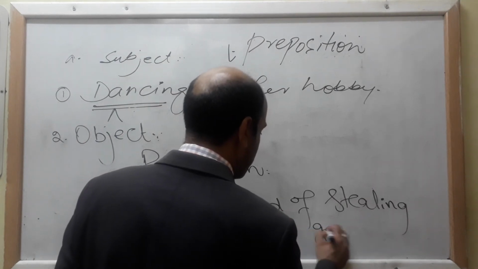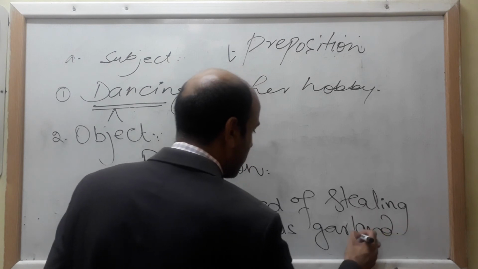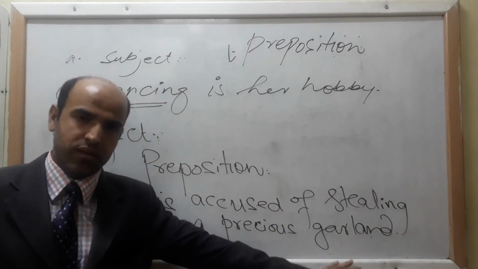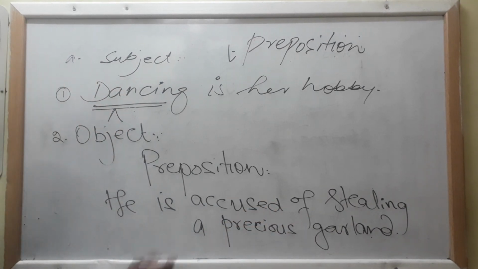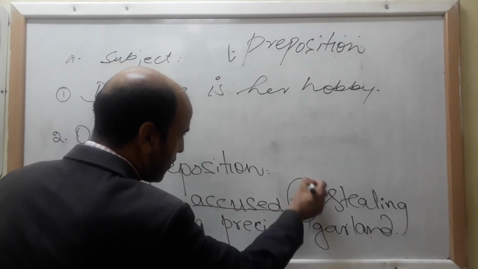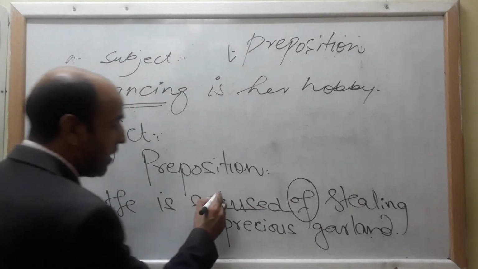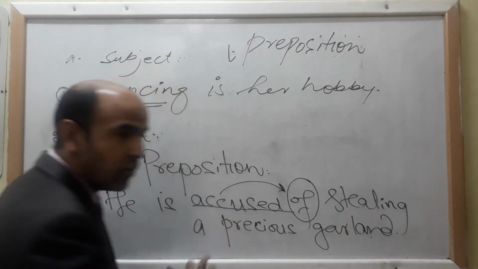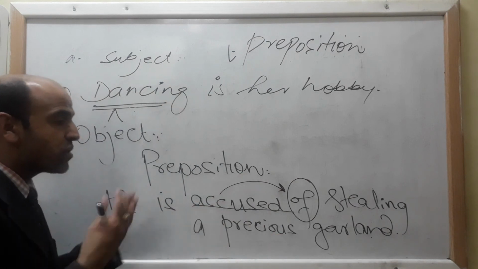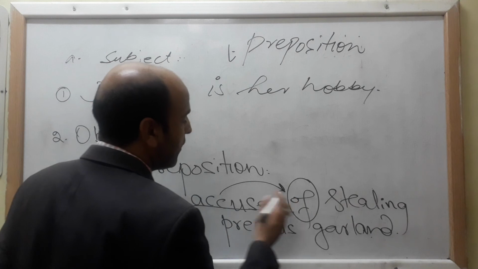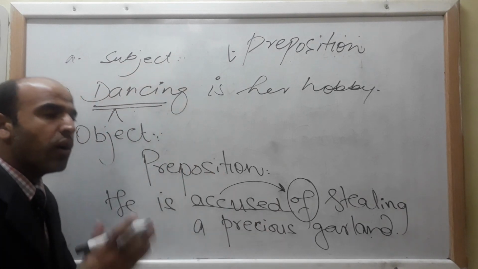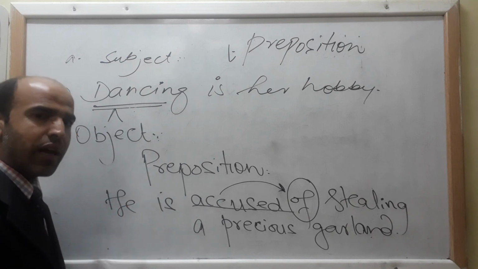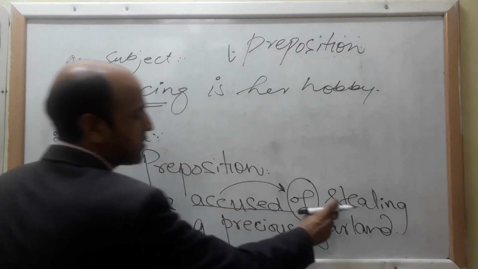Clear? Garment. Which is worn by ladies. So he is accused of stealing a precious garment. So here you can see that accused of is a preposition, and this is a particular word after which we use gerund. Accused of what? Stealing. Clear? So accused of, accustomed to, looking forward to, habituated of. All these words are there in English language after which we have to use the gerund.